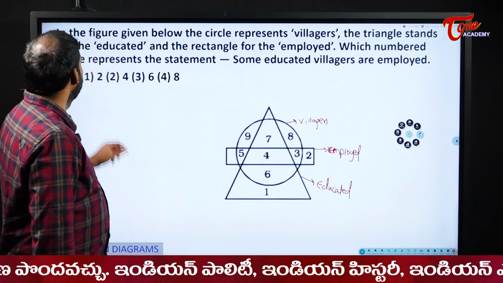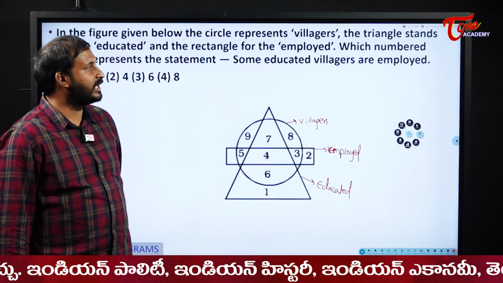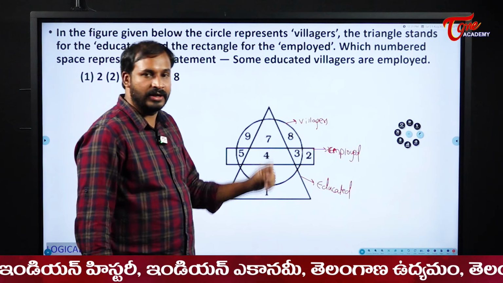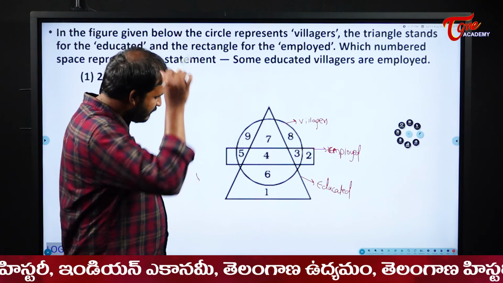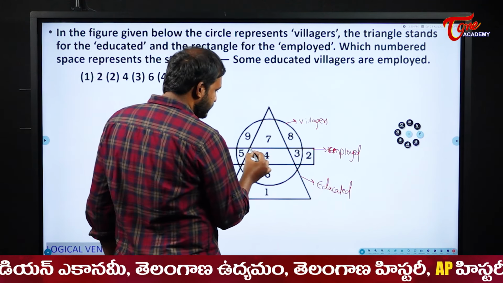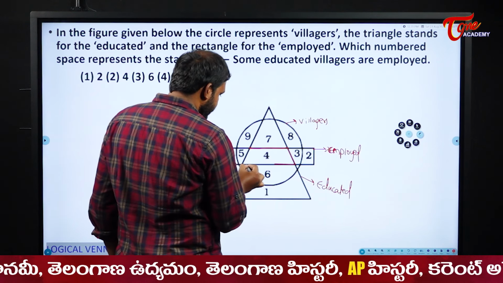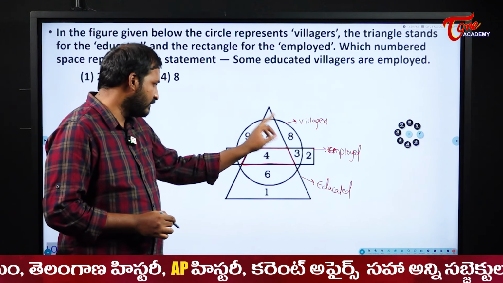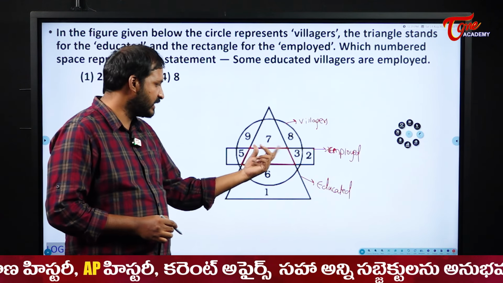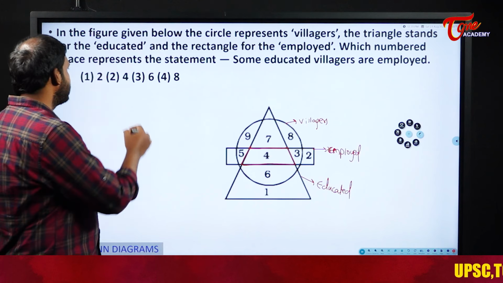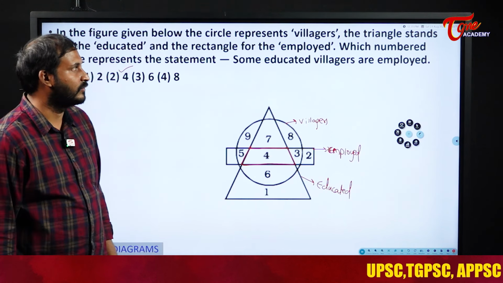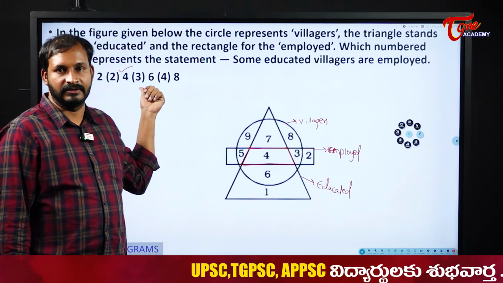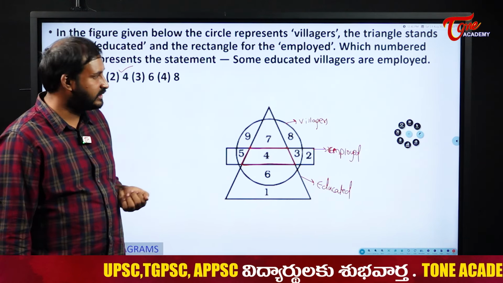Now, represent the statement, some educated villagers are employed. All the 3 categories are intersecting, right? In which area are all the 3 intersecting? Please see this area, students. This is the area where all the 3 are there. Here the circle was passing, the triangle was there, as well as the rectangle. So which area represents that one? Area 4. Area 4 represents the required one.